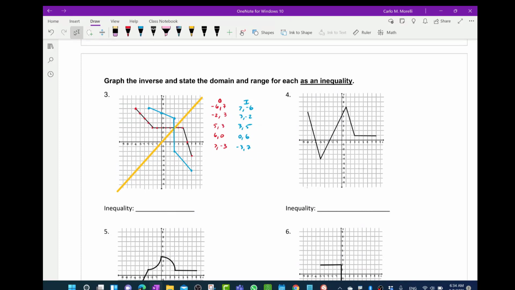So they want the domain and range as an inequality. So the domain would be what? Negative 3 less than or equal to x less than or equal to 7. And then the range would be negative 6 less than or equal to y less than or equal to 7. Is that right? Yeah? Okay.